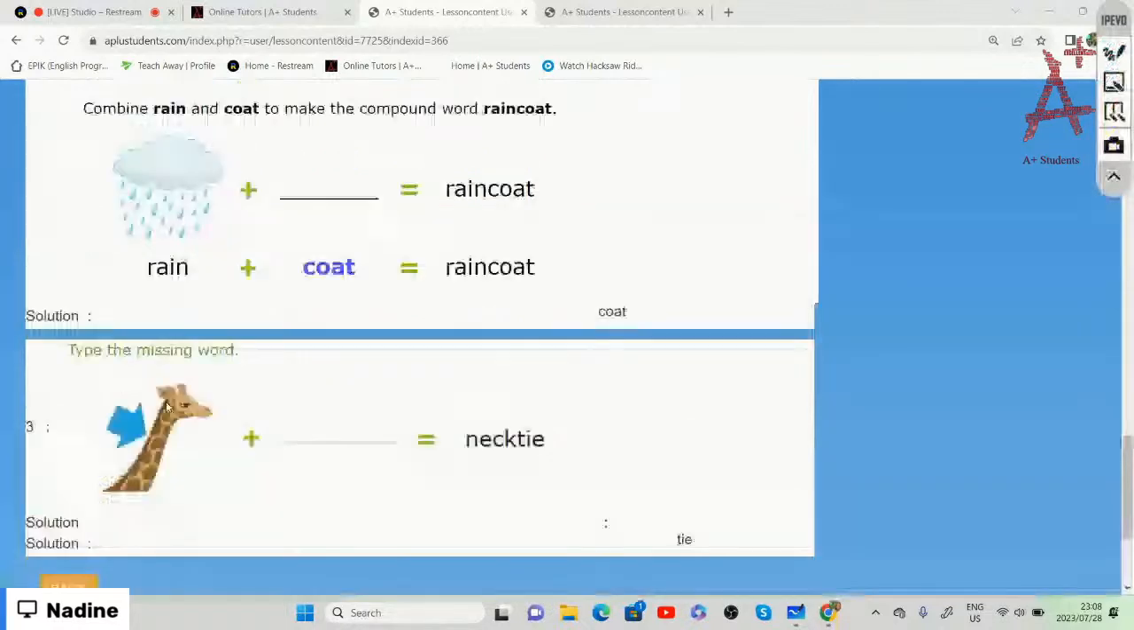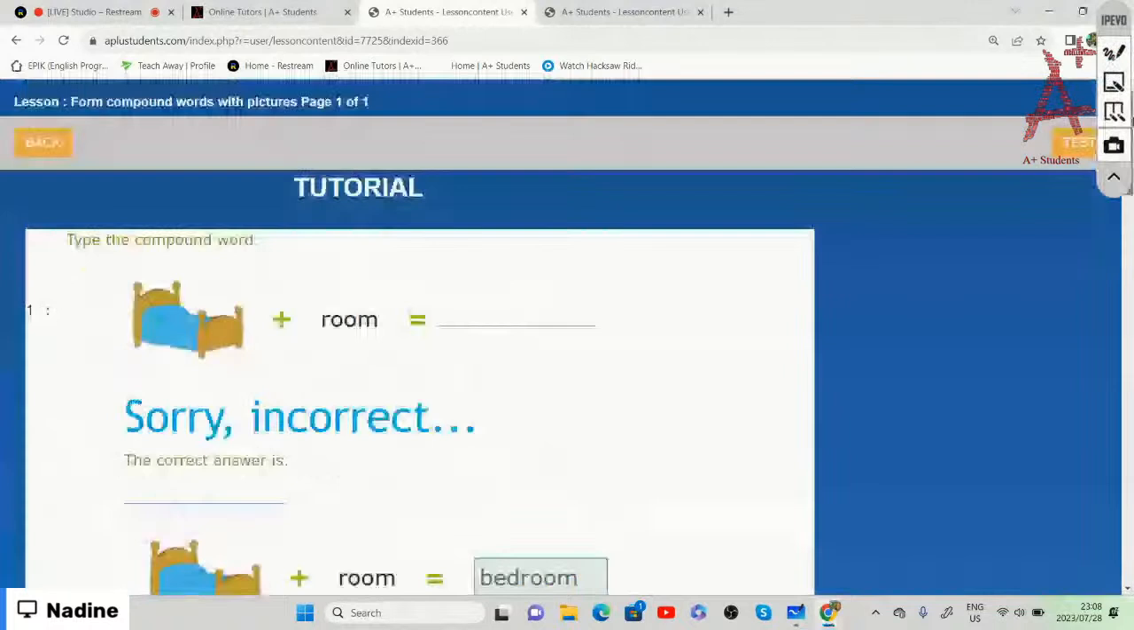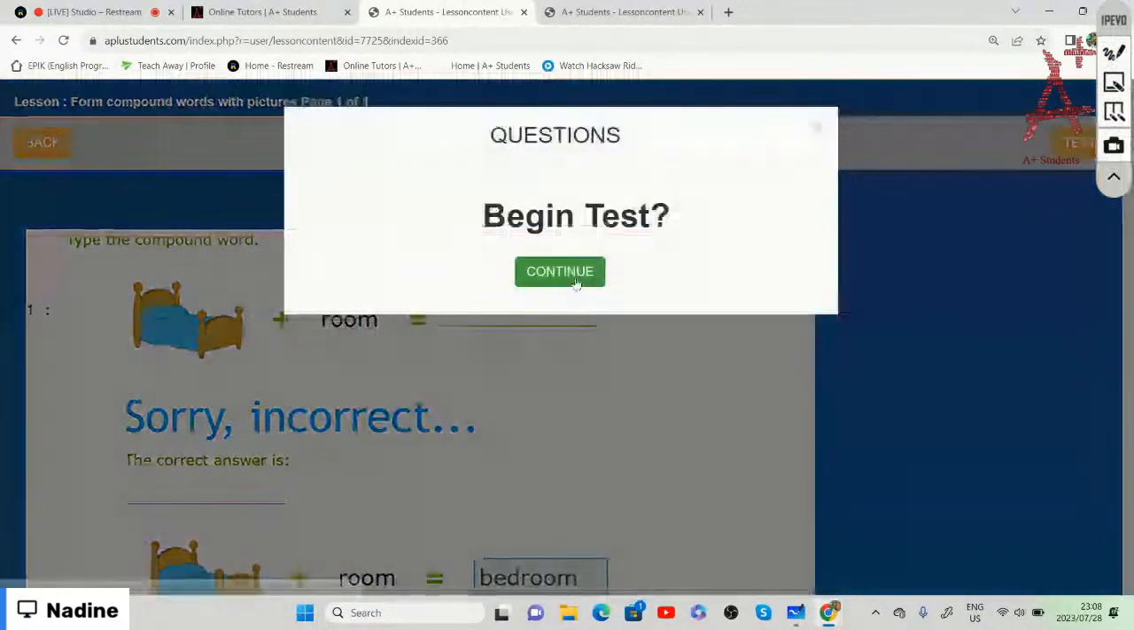So a compound word is made from two small words, and then we combine those two words in order to make a compound word. So that is a compound word. All right, so now if we go to our test quickly on forming compound words with pictures, remember, a compound word is two small words. You combine the two small words, or the picture and the word, and then we basically create the compound word.